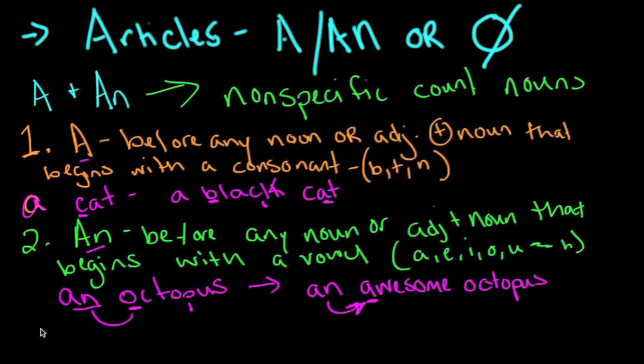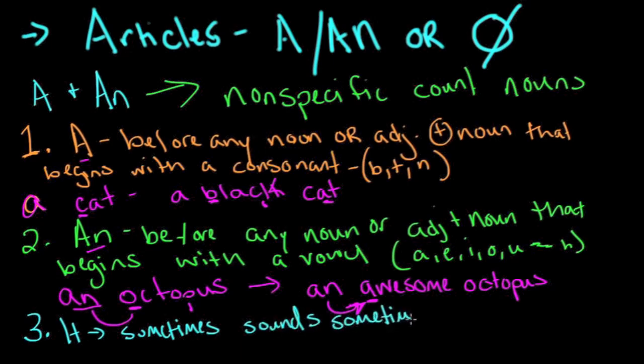And then now let's take a look at the letter H. That's kind of our third category here. H sometimes has a sound, sometimes it doesn't have a sound. So when it does have a sound, then we use a. Let me give you an example. Hat, you can hear that. Hat, it has that h sound.